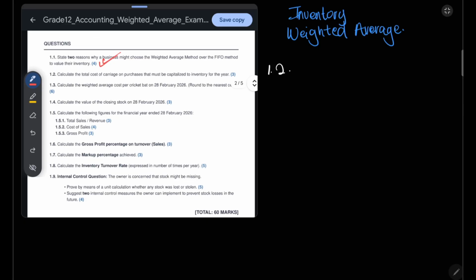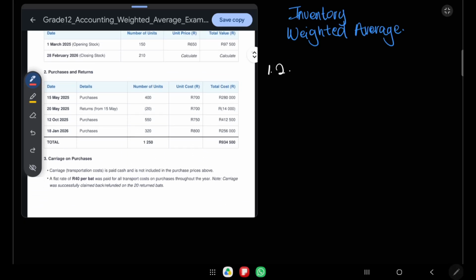So let's go back to our information. We have our carriage here. Let's refer to this information. They said carriage transportation costs is paid in cash and is not included in the purchase prices above. A flat rate of 40 Rand per bet was paid for all transport costs on purchases throughout the year. Note, carriage was successfully claimed back or refunded on the 20 return bets. So I think we might have to say 40 times our units in order to get the carriage.